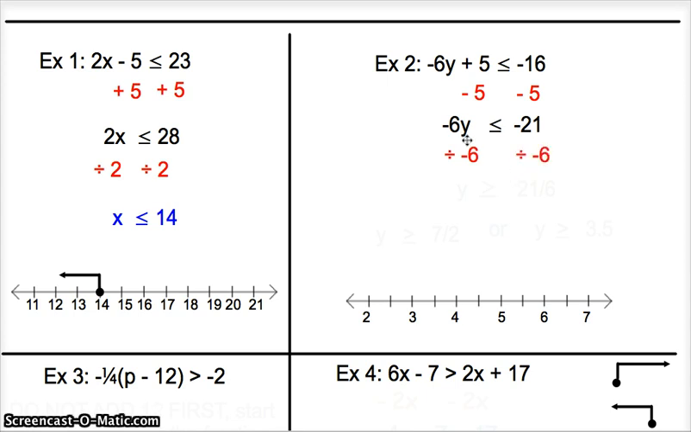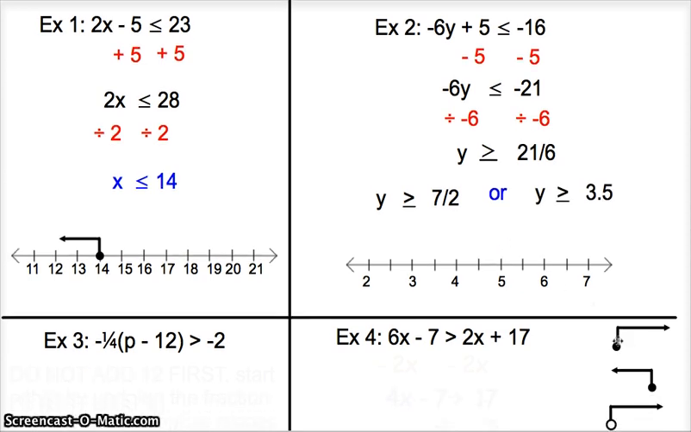Whenever you divide both sides, ask yourself, am I dividing by a positive or a negative? Here I'm dividing by a negative, so my sign is going to switch around. On the left I'm left with y, on the right it's going to be negative 21 over negative 6. Two negatives make a positive when I'm dividing, so y is greater than or equal to 21 over 6. Let's reduce that. If I divide 21 and 6 by 3, I get y is greater than or equal to 7 halves. If you made that a decimal, you would have y is greater than or equal to 3.5.